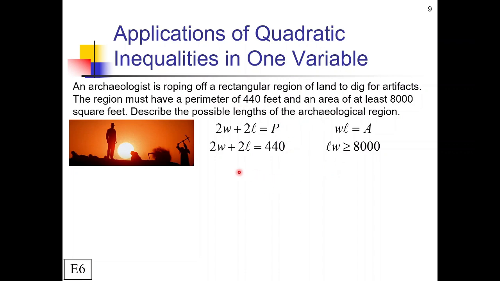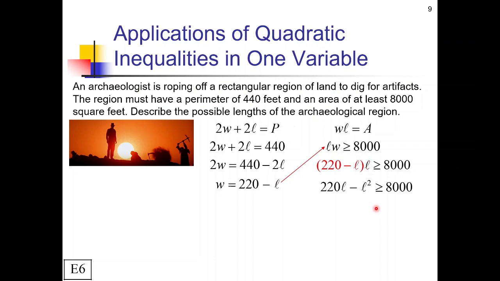All right, if I'm going to get rid of the W's, that means I need to isolate the W in this first equation. I can do that by subtracting 2L from both sides, and then dividing both sides by 2 to get the W alone. So that gives me W equals 220 minus L. And now I can replace W with 220 minus L in this inequality over here. So this can be rewritten as L times 220 minus L. If we distribute that, that's going to be 220L minus L squared greater than or equal to 8,000.